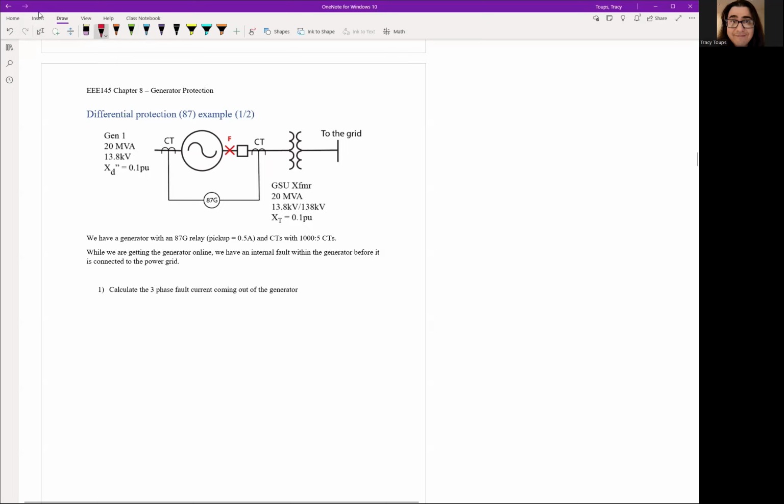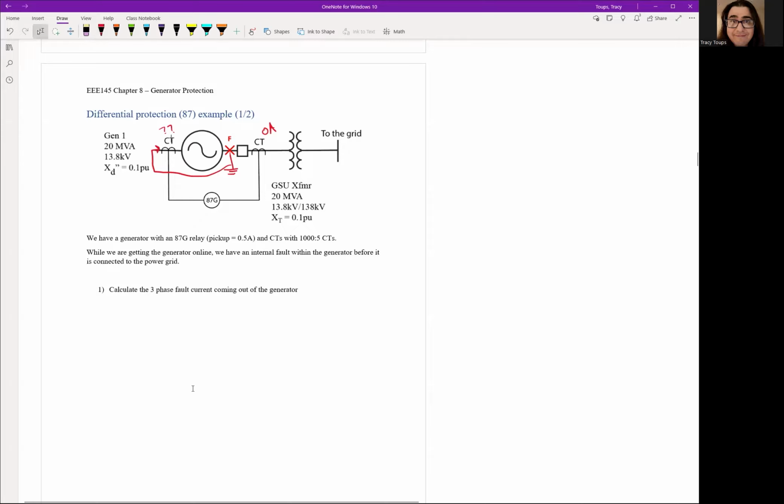The generator is going to be producing some amount of fault current coming out. For example, if you have a fault here to ground, it's going to loop back this way. So this is the path of your fault current. You're going to have fault current flowing through one side of the CT and none on the other. This side should have 0 amps flowing through because we're not connected to the grid yet. The other side will have something flowing, and you have to figure out what this is. That's what I want you to do.